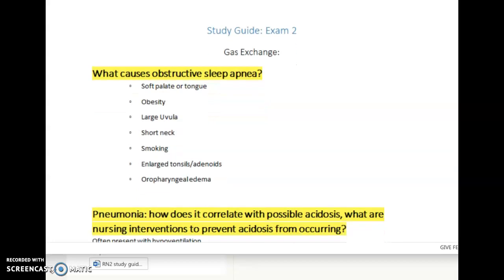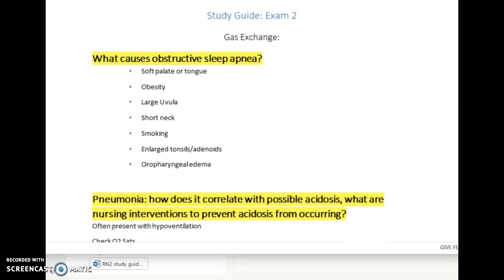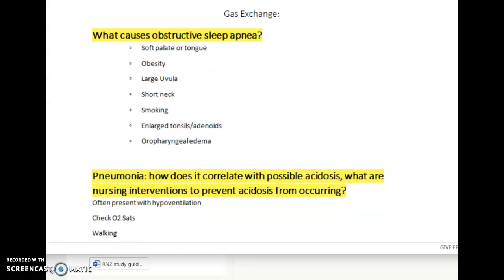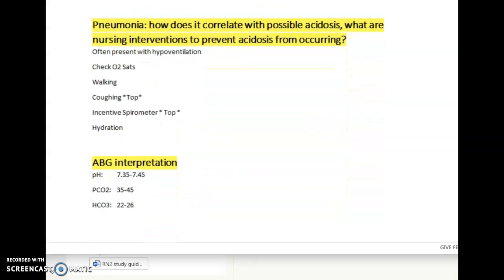Alright, this is part 1 study guide for exam 2 in PN2. Starting on the gas exchange chapters, the different things that cause obstructive sleep apnea are soft palate or tongue, obesity, large uvula, short neck, smoking, enlarged tonsils and adenoids, and then oropharyngeal edema.